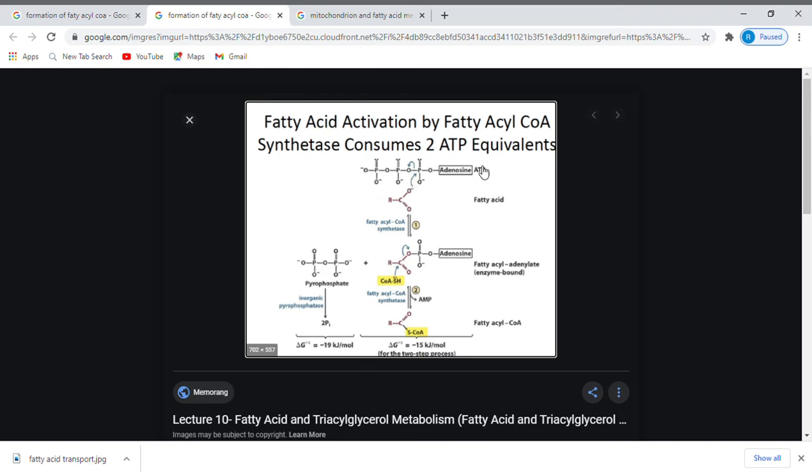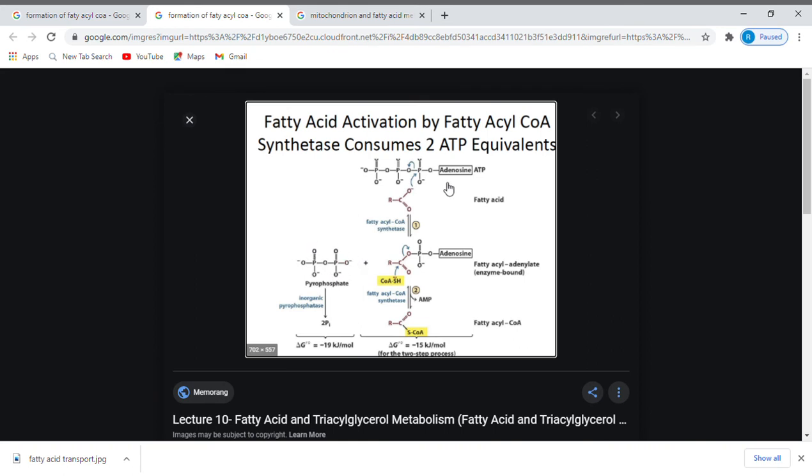Here only ATP is there. Here only fatty acid is there. Then how can we get fatty acyl coenzyme A? It is here. The first intermediate is fatty acyl adenylate. It is reacting with the coenzyme A, and what is formed is fatty acyl coenzyme A. And during the first stage of the reaction, a pyrophosphate is released.